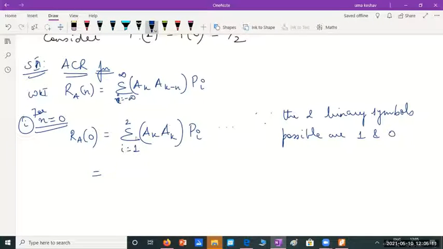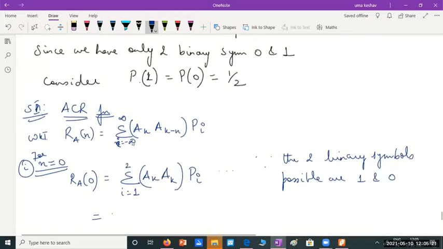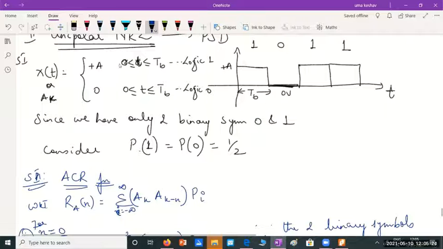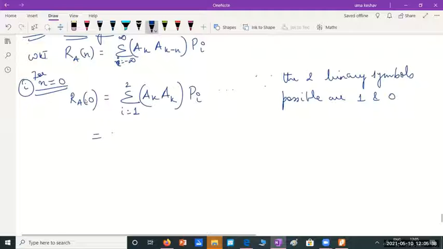Now let me consider if it is 1, what happens? What will be the amplitude for 1? I have already written. For logic 1, the amplitude is plus A. For logic 0, the amplitude ak value. What does this ak take? For logic 1, it takes the value plus A. For 0, it takes the value 0. So substitute. If you want, you write it as 0 to 1 or 1 to 2, 2 values, let it be.